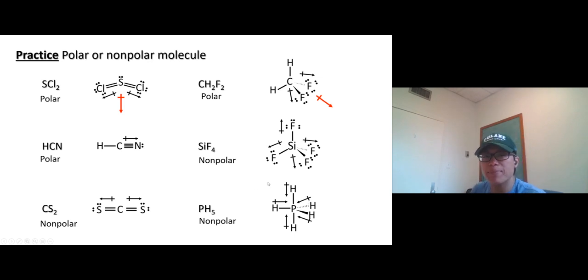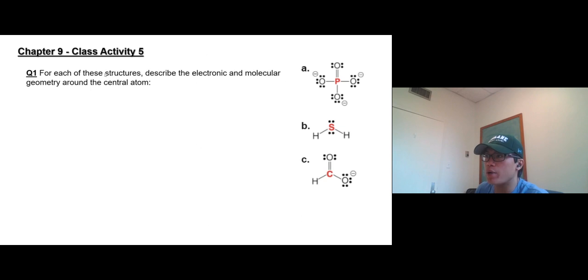Okay. So take some time to be familiar with this. First off, you have to be able to draw the Lewis structure and predict the molecular geometry, and then consider the polar or nonpolar bonds. Okay. All right. So practice that right here, class activity number 5. And this is the last video of this chapter. So I'll see you again on chapter 10. We're getting there.